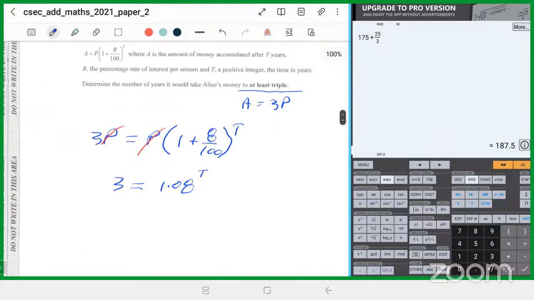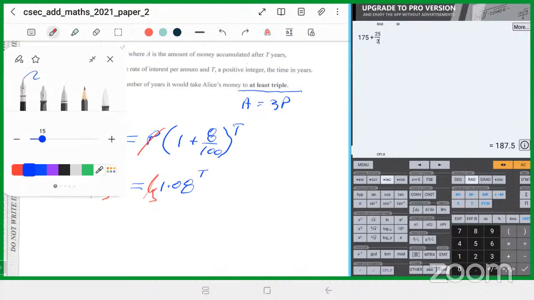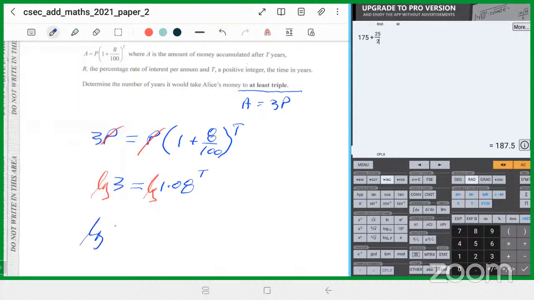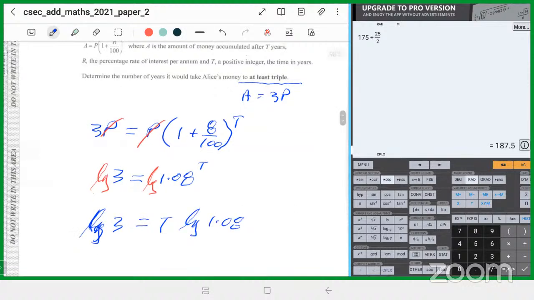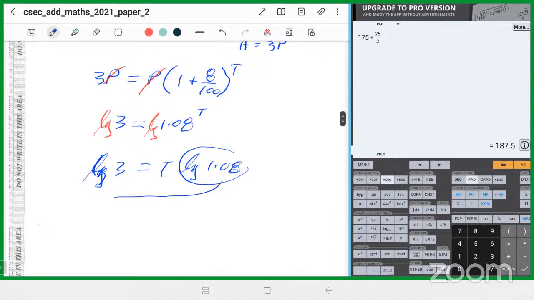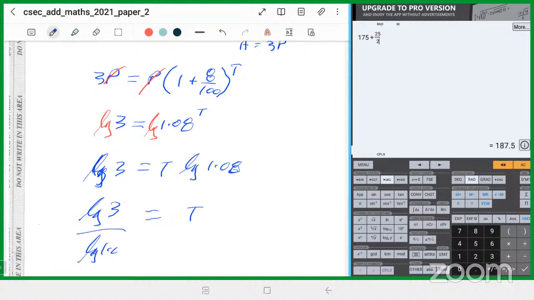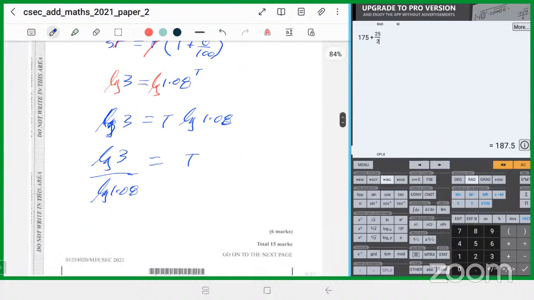Simple. Take the logs of both sides. I want to get this out of the power, so take the log of both sides, take the log of this side and take the log of that side. And this power comes to the front. So you get the log of 3 equals T times the log of 1.08. Take the log of 1.08 and divide it on the other side. So the time becomes the log of 3 over the log of 1.08. That is the T.